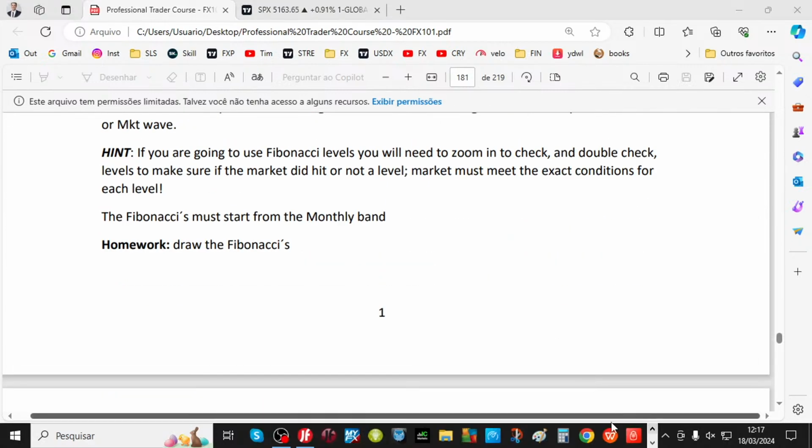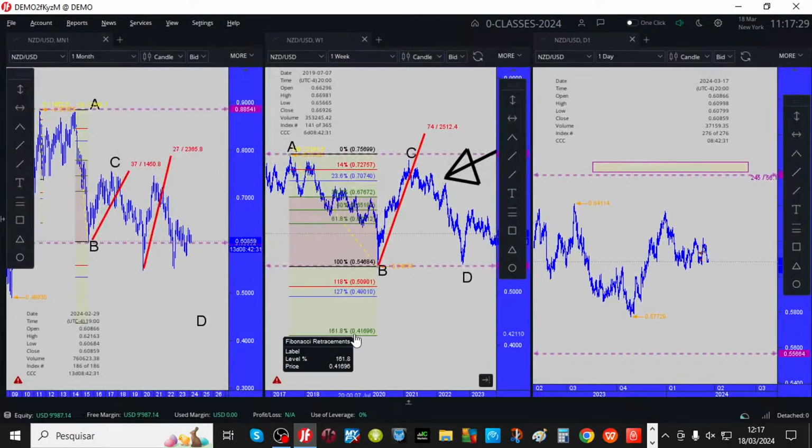Alright, so this is from the manual, everybody. Now let's move forward. Adjust the Fibonacci in a downtrend. Everybody type in the chat a currency pair that you believe is in a downtrend. Last time we were talking about NZD USD. Yes, you can pick any pair. We're going to start from the monthly bands as always.